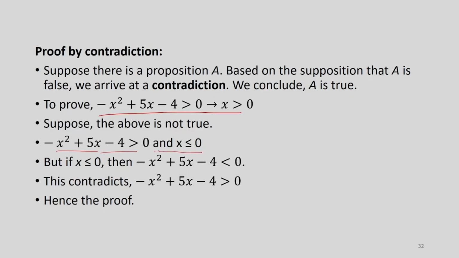Okay. And now, at the same time we know that if Q is not satisfied, that means x is less than or equal to 0, then we have just seen that this, minus x square plus 5x minus 4, will be less than 0, and which will contradict this one, that P is true, right. So, Q is not true and P is true, both cannot be happening at the same time. So, you have a contradiction and hence this is the proof.